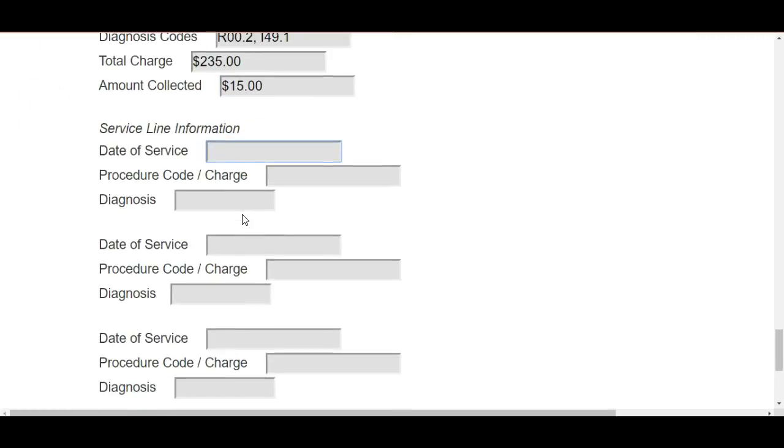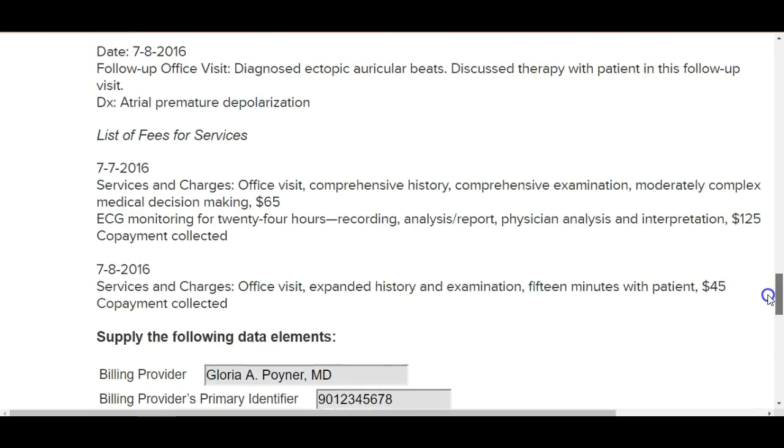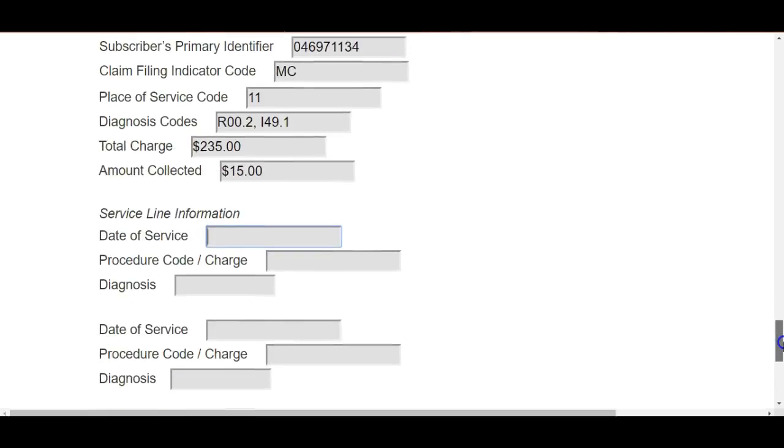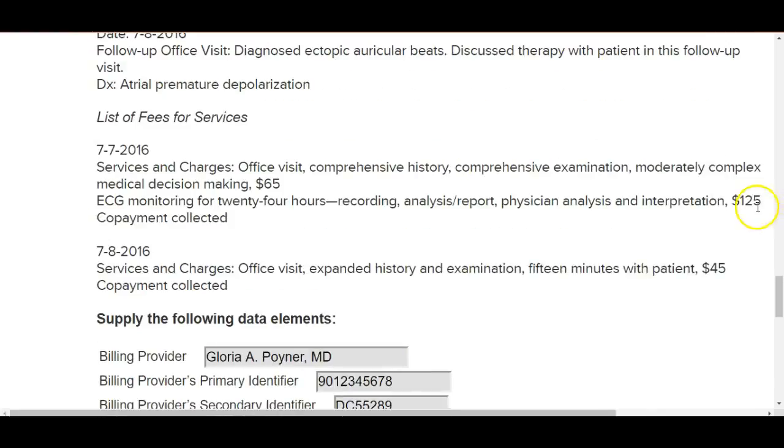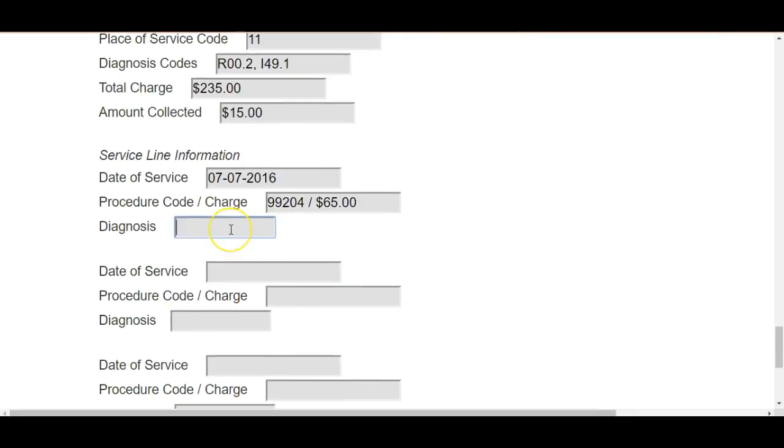Okay, so then the service line information. The first date of service was July 7th, so we're going to do July 7th first. 07/07/2016. The procedure code you do not have, but it would be 99204. And the charge is going to be $65. And the diagnosis code associated with that one was the EKG monitoring, so that will be the R00.2. Again, make sure it's capitalized.